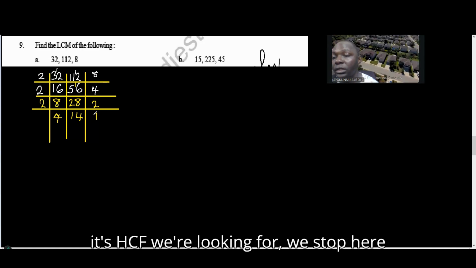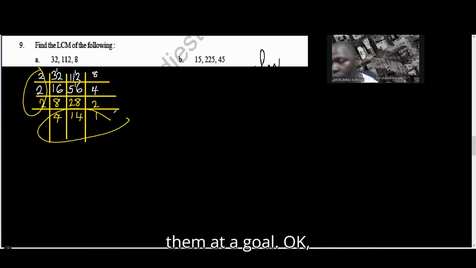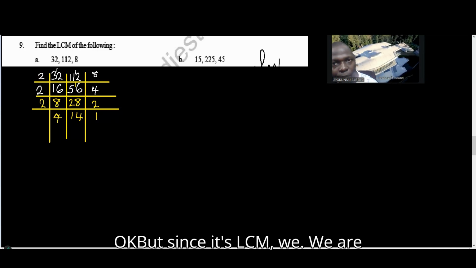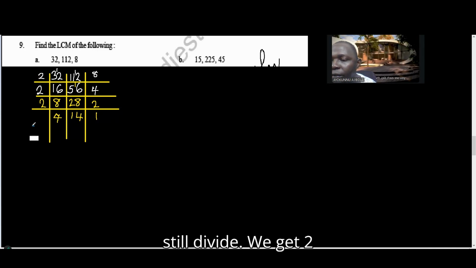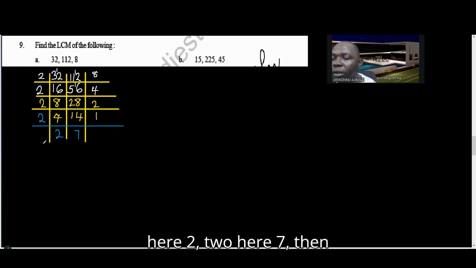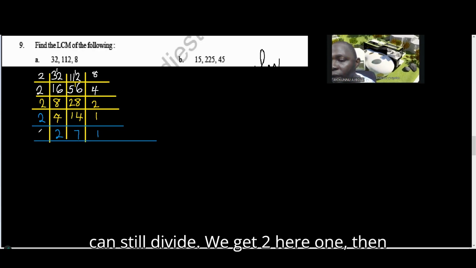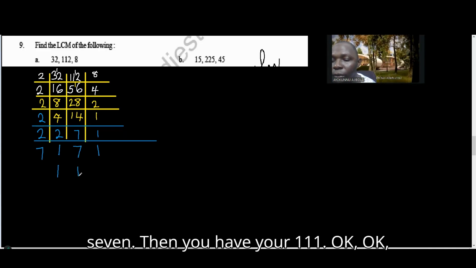Now, if it's HCF we're looking for, we stop here because nothing will divide the three of them at a go. Okay? But since it's LCM, we are permitted to continue. So 2 can still divide. We get 2 here, 2 here, 7. Then this is still remaining the 1. Then 2 can still divide. We get 2 here, 1. Then nothing divides this, and then you now use 7. Then you have your 1, 1, 1.